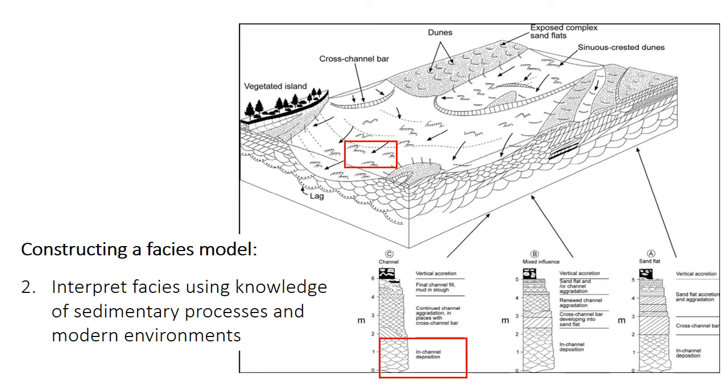Once you do this, you can then interpret the depositional environment that would have produced that facies using your knowledge of sedimentary processes and modern environments. So for example, I've highlighted the channel base environment here. It's the deepest part of the river, and it typically has the highest water flow, and so it will therefore have the highest energy bed forms. In a sandy braided river, those are likely to be large 3D dunes.